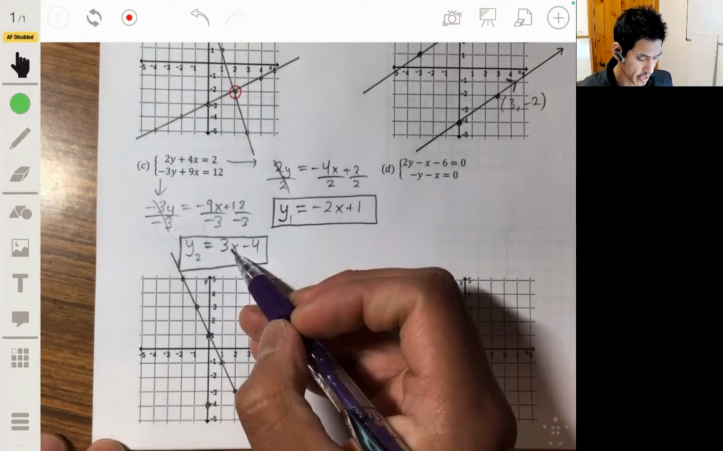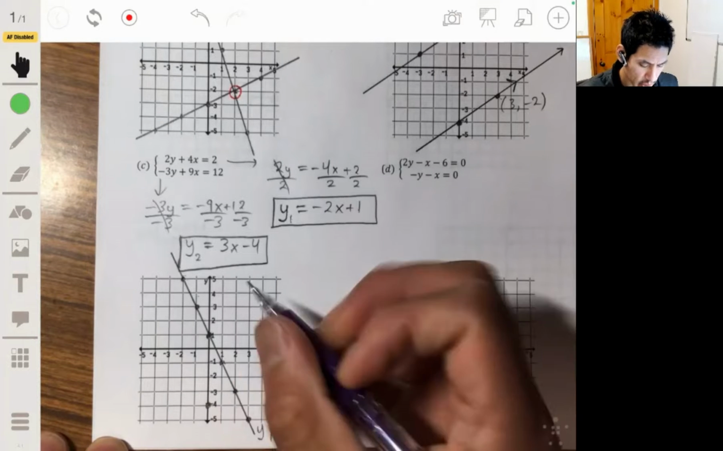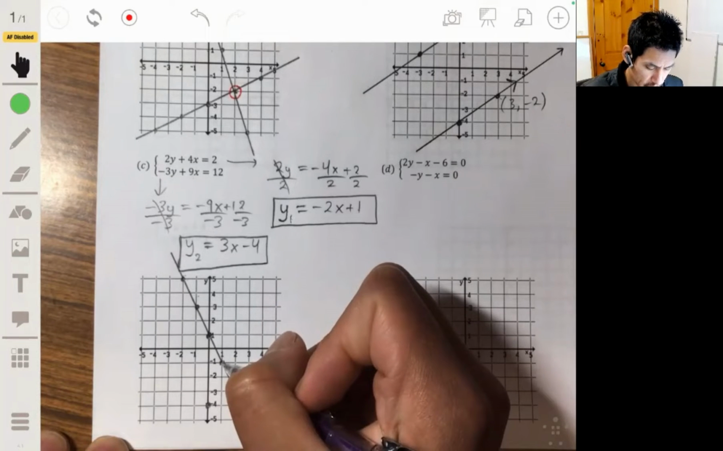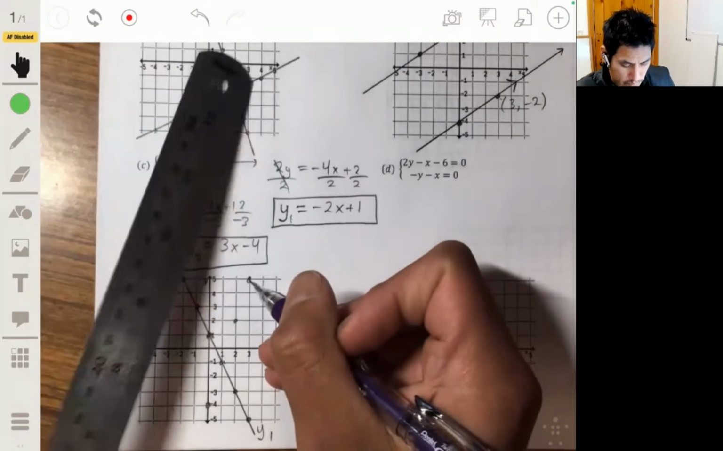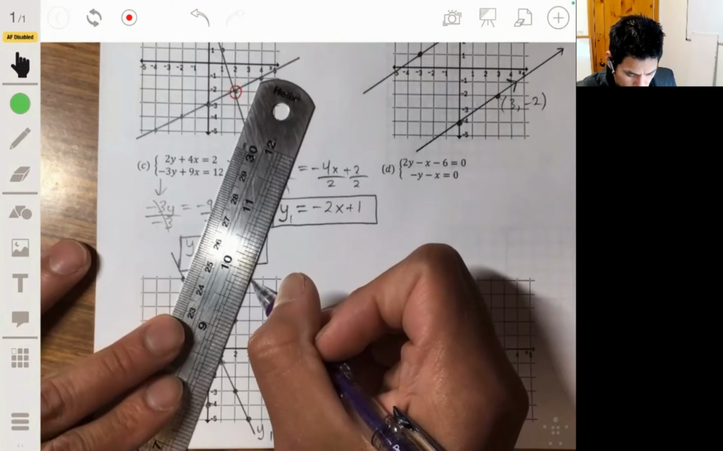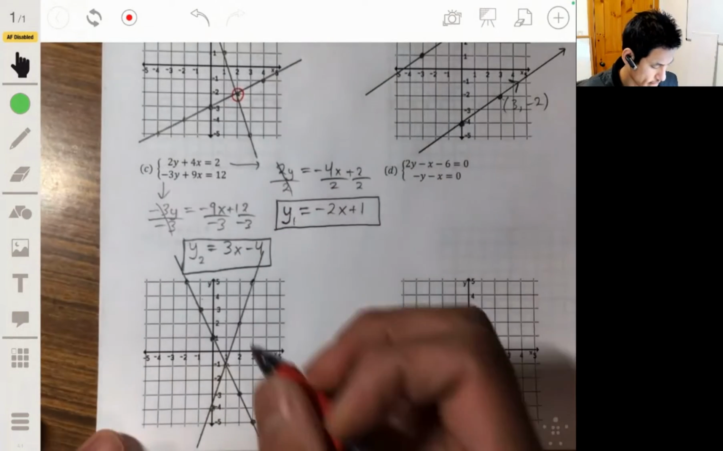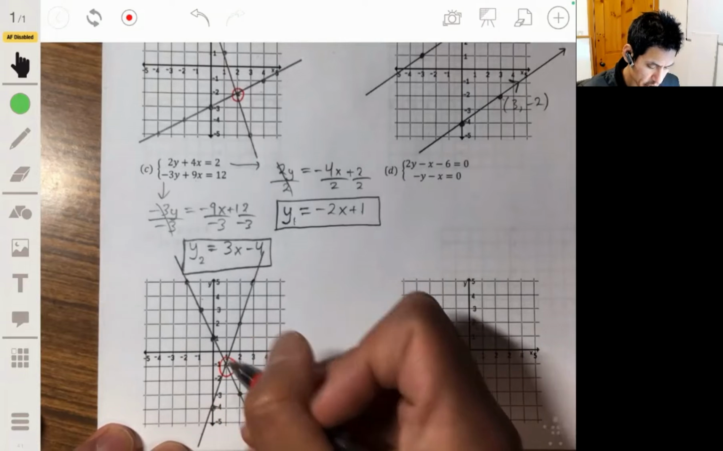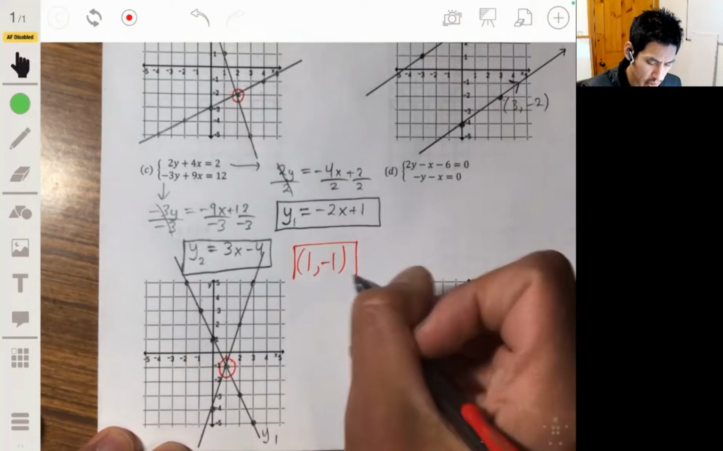Y-intercept is -4. The slope is 3, so I go up 3 to the right 1. And you can see the intersection here. Keep on going, up 3 to the right 1. Connect these. And your solution is going to be this point here at 1, -1.